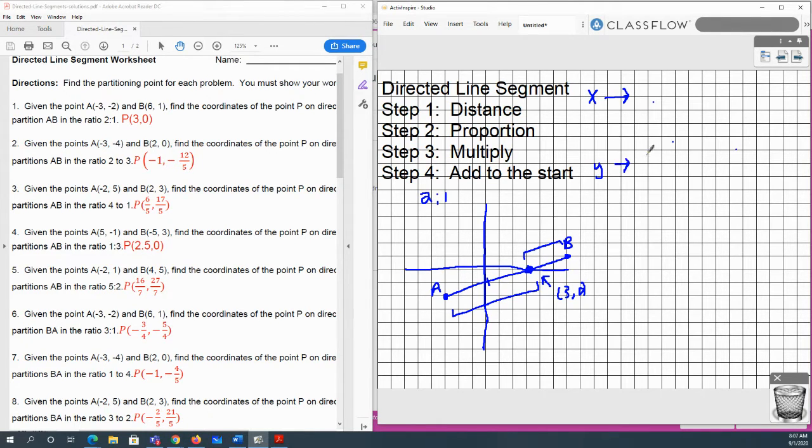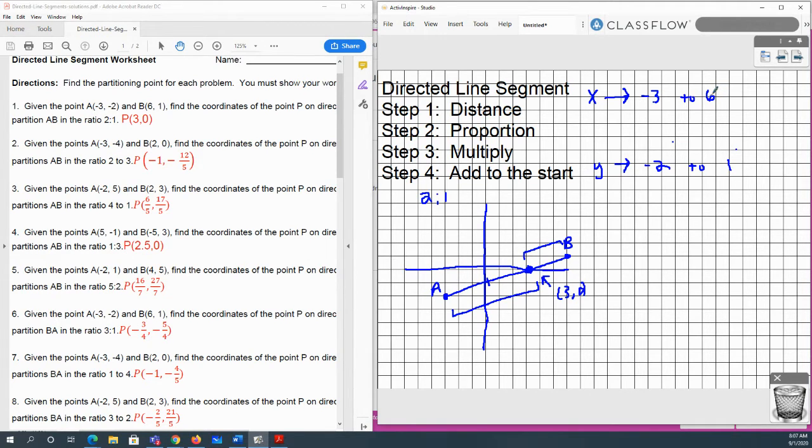X and Y. For X, we're starting with -3. And we're going to end with 6. So -3 to 6. For Y, we're starting with -2. And we're ending with 1. Okay? So my first step for both of these is find the distance. How far is it from -3 to 6? How far is it, team?